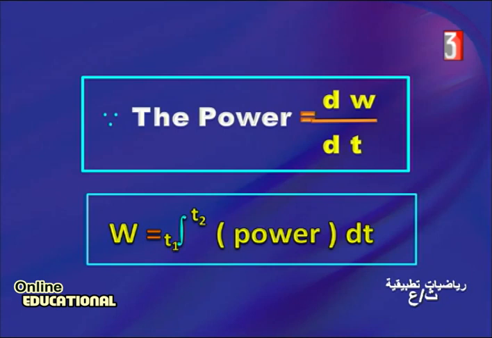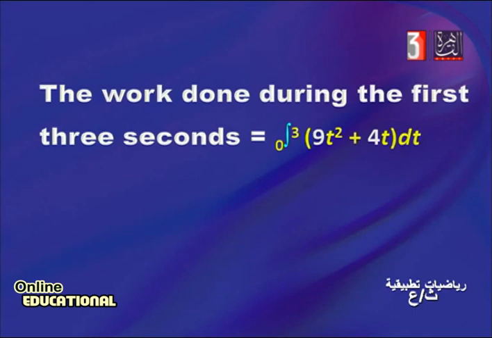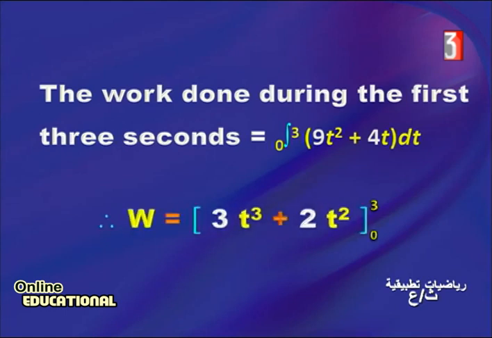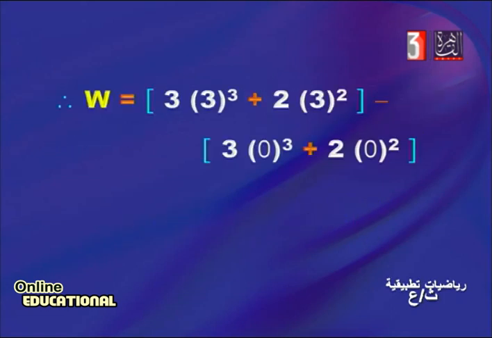Then the work done during the first 3 seconds equals the definite integral of 9t² plus 4t from 0 to 3. Integration gives 3t³ plus 2t² from 0 to 3. Then the work equals 3 multiplied by 3³ plus 2 multiplied by 3², between two brackets, minus 3 times 0³ plus 2 times 0². Then the work equals 99 work unit.